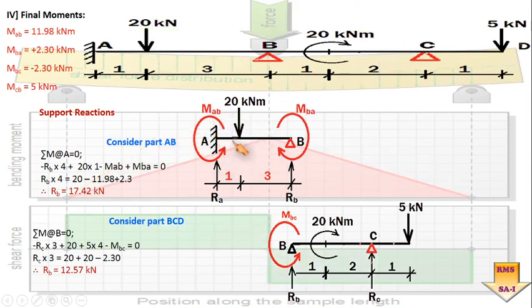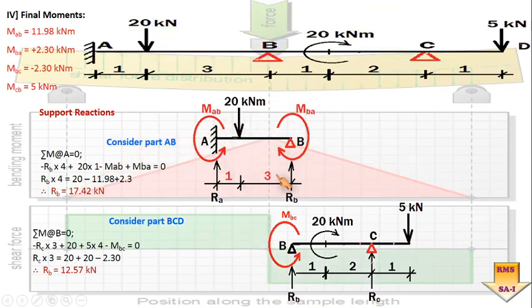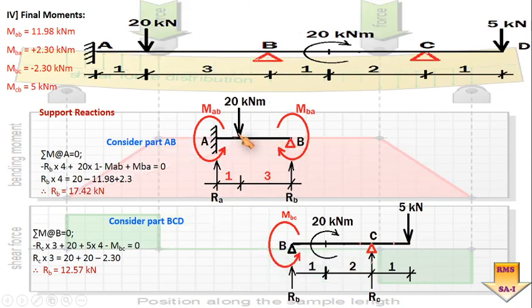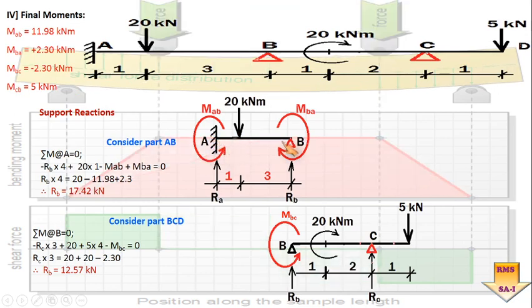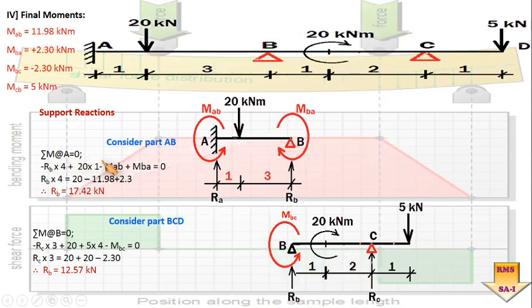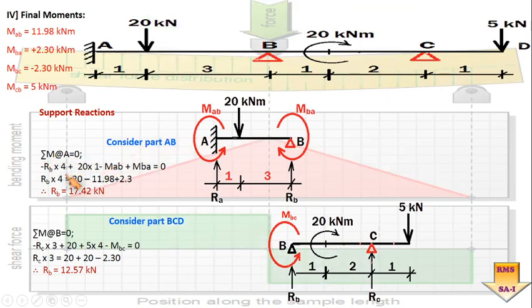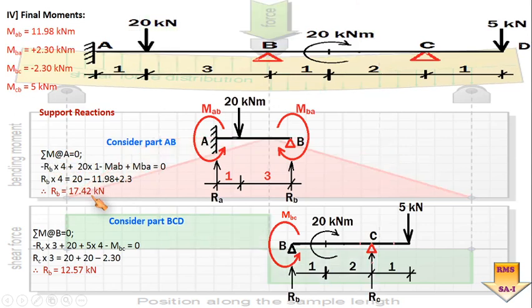So this is the free body diagram of the first span AB. Now I know that it has to be in equilibrium. I have shown all the active and reactive forces on this, including the final moment occurring about that individual joint, and then I have selected one point, either A or B, where I have to take a moment. So I have taken moment about point A, and that is equal to 0. This is one of the equilibrium conditions. Is it okay? So after simplifying this equilibrium condition, I got RB equal to 17.42.